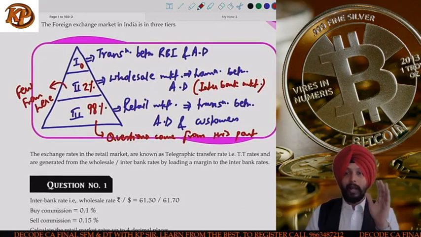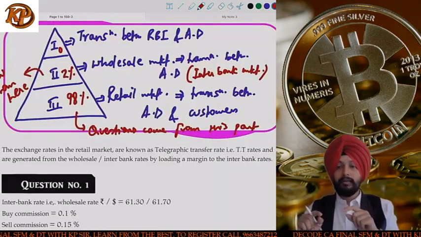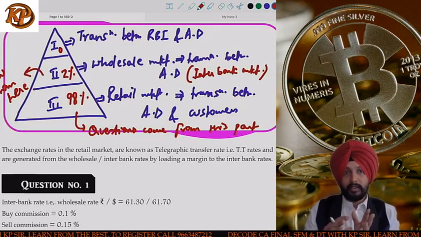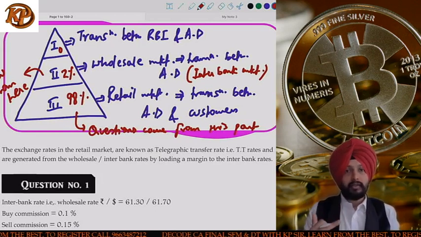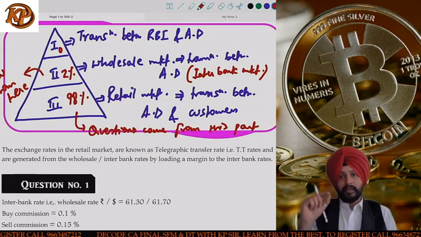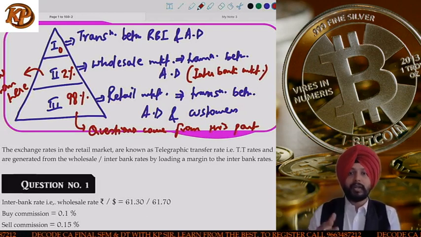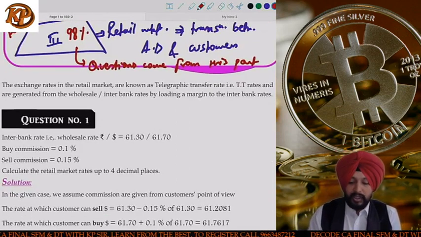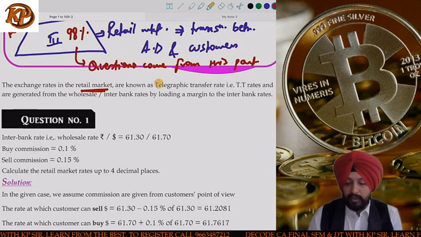So basically what will happen is, we take the rates in the interbank market, the tier 2 market, and then some margins are adjusted in the tier 2 market rates, and based on that the rates of the tier 3 market are determined. Okay, it's written also in the book, that the exchange rates in the retail market, retail market means tier 3, are known as telegraphic transfer rates. We refer to it as TT rates.